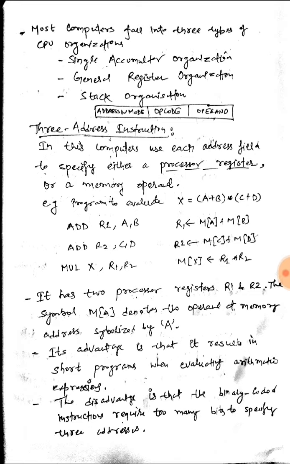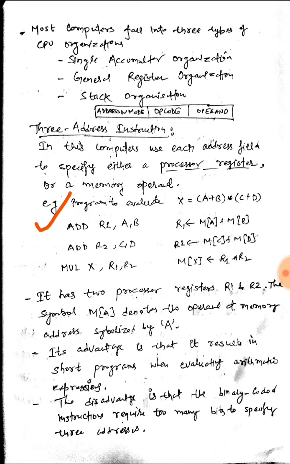So first is the 3 address instruction. This is the instruction format. In this, the computer uses each address field to specify either a processor register or a memory operand. Suppose we have a program in machine language, X = (A + B) * (C + D). With a 3 address instruction, I perform the add operation, written as ADD R1, A, B.